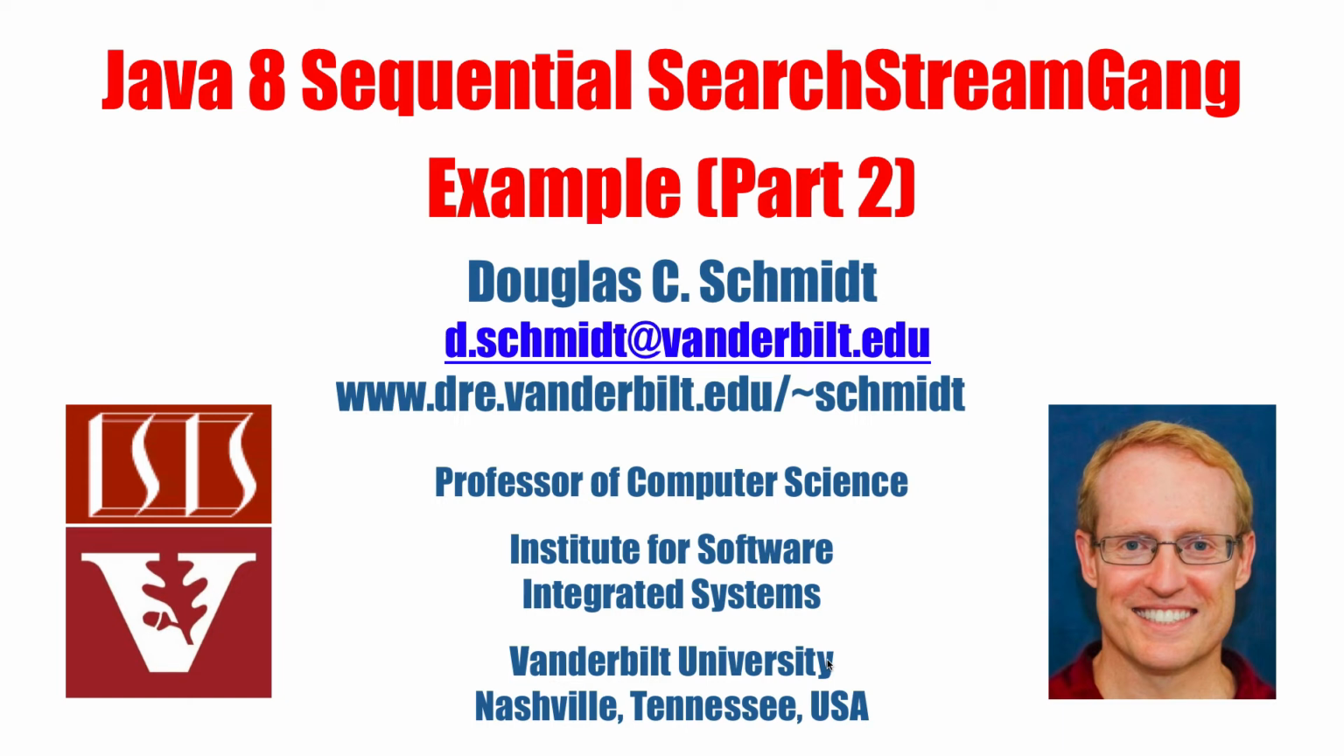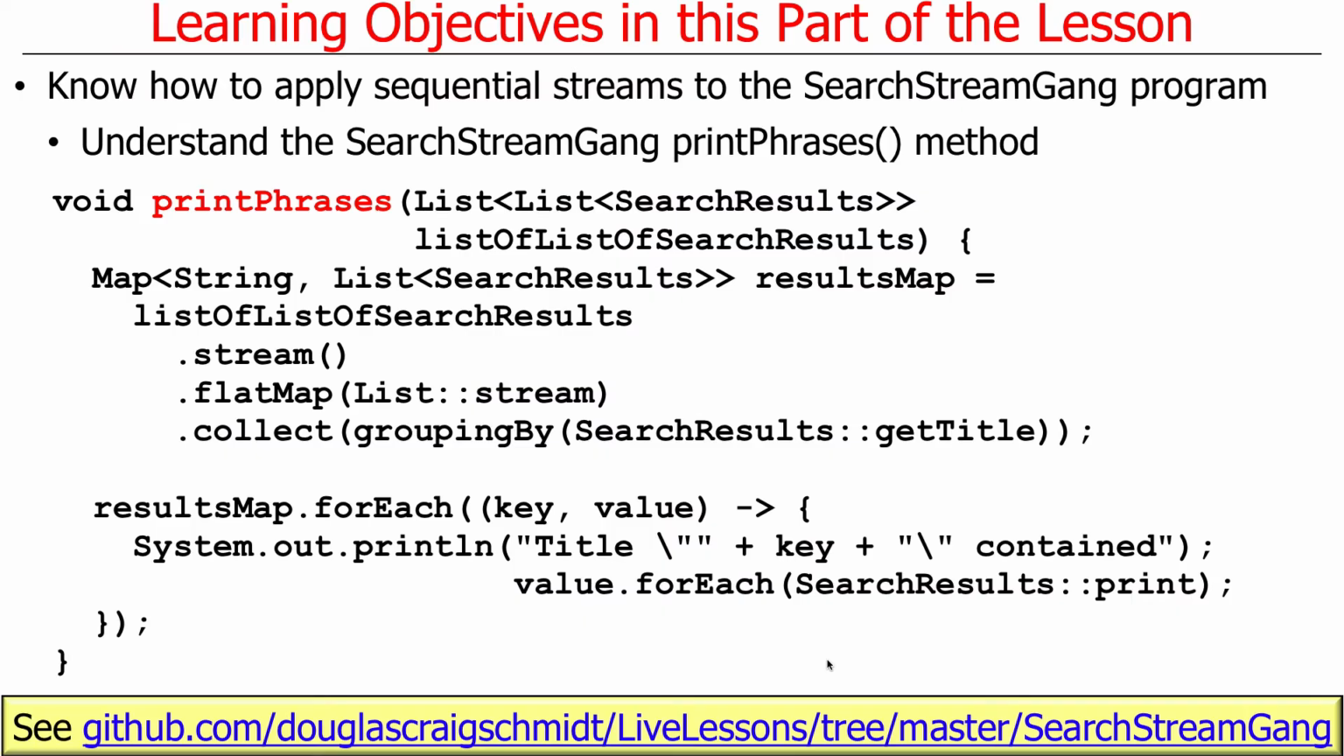So last time we talked about the sequential StreamGang example, and I'd shown you how to write the process stream and process input methods using a sequential stream, and it was very simple to do that. What we're going to do now is talk about how to implement the print phrases method, which is going to take the results of process stream and then output the results. And as you'll see, it does some pretty cool things. And we'll talk about the cool things it does.